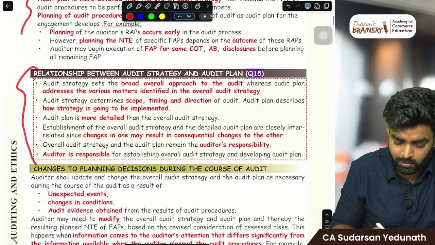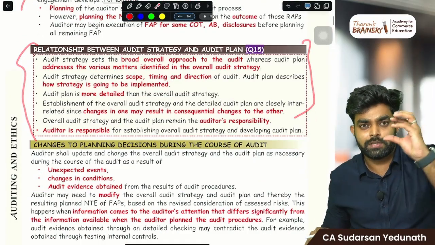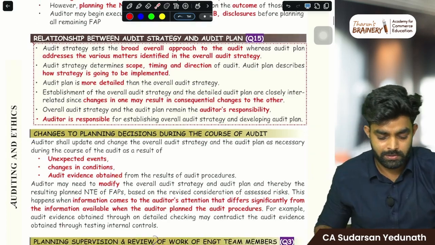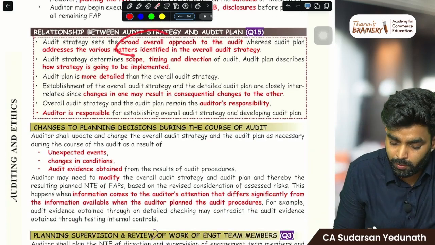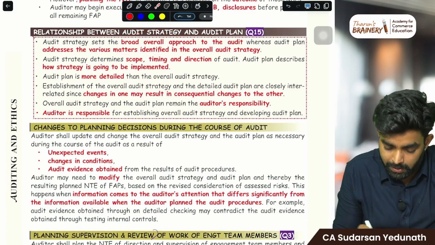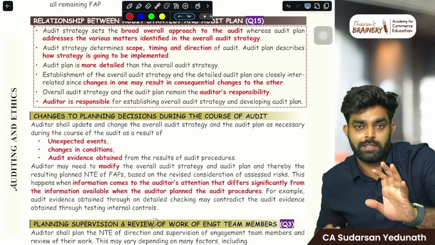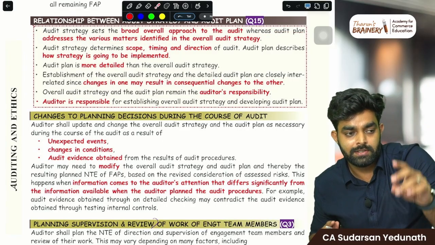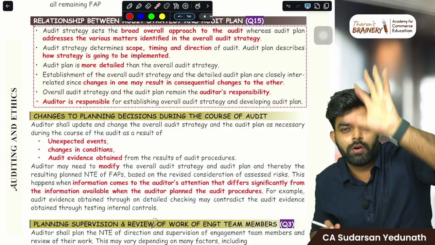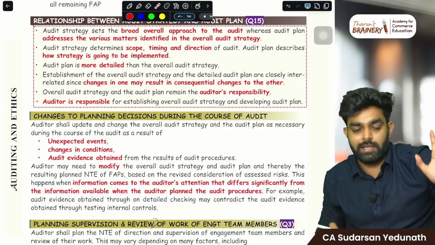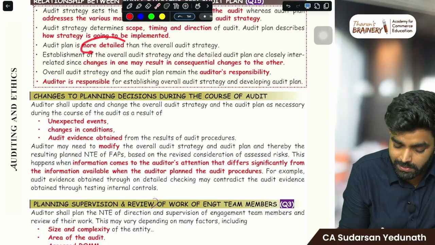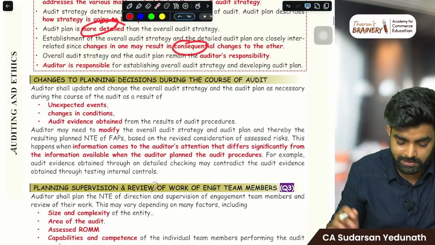What is the relationship between the audit plan and the audit strategy? I told you the audit strategy is small, the audit plan is even bigger. The audit strategy sets the broad overall approach. The audit plan addresses the various matters identified in the strategy. I identified these are the high risk areas, so in the audit plan we will discuss how to address those areas. The audit plan is more detailed; a change in one results in a change in another.